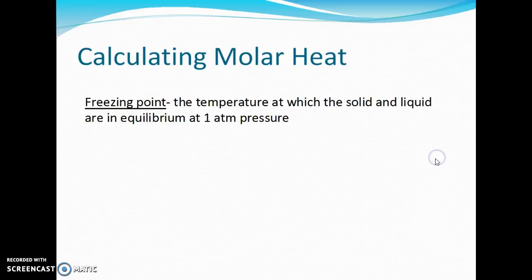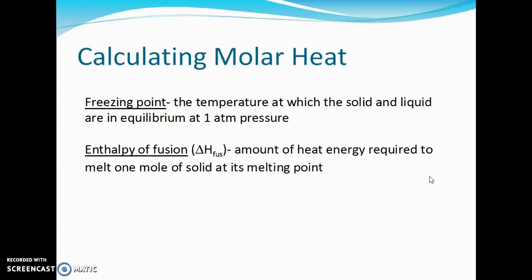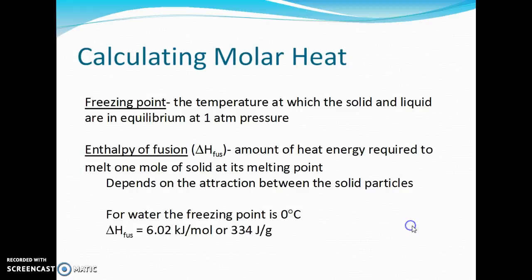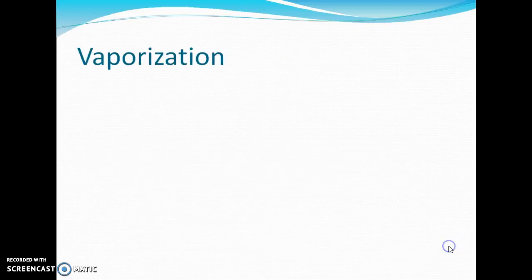Calculating molar heats. First, the freezing point is the temperature at which the solid and liquid of a substance are in equilibrium at 1 atmosphere pressure. The enthalpy of fusion is the amount of heat energy required to melt 1 mole of solid at its melting point. This depends on the attraction between the solid particles that are keeping them in their solid matrix, their crystalline form. For water, of course, the freezing point is 0 degrees Celsius, or 273 Kelvin. And delta H of fusion is 6.02 kilojoules per mole, or 334 joules per gram.